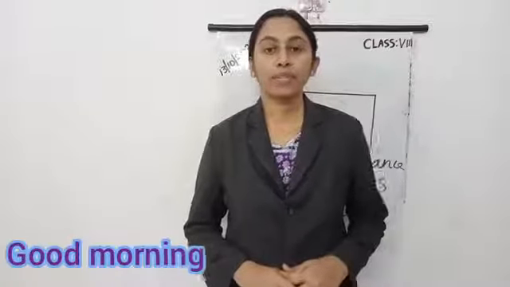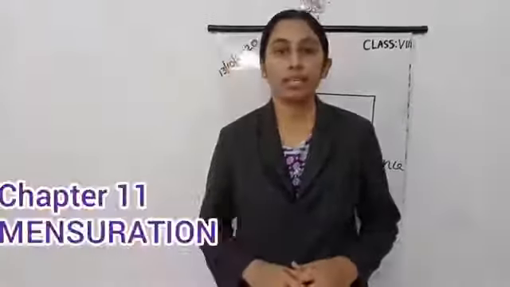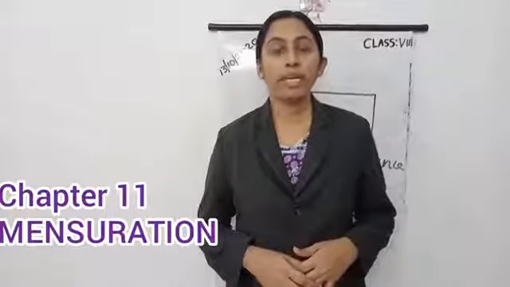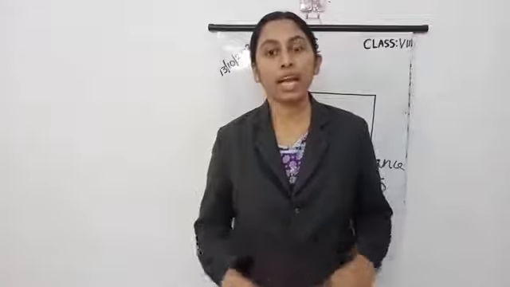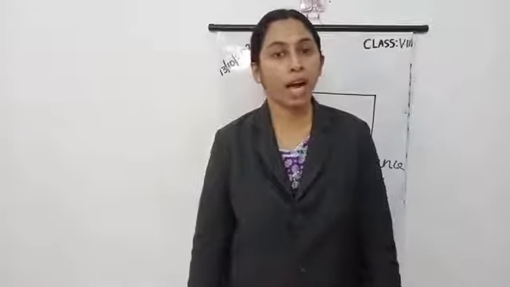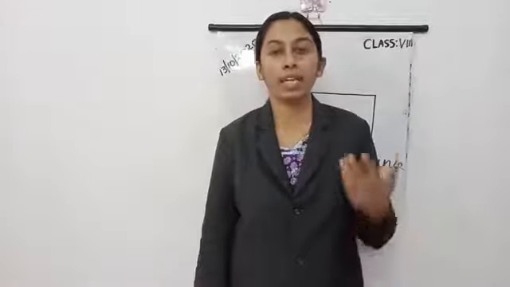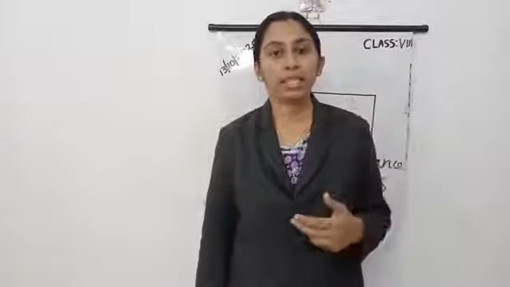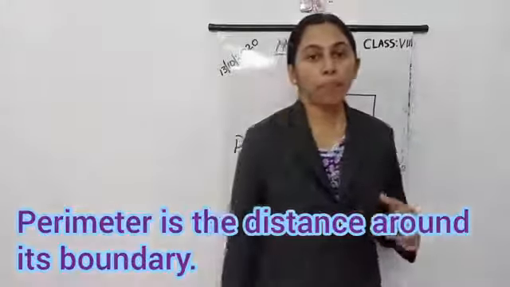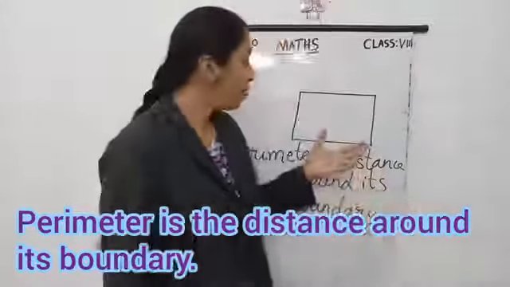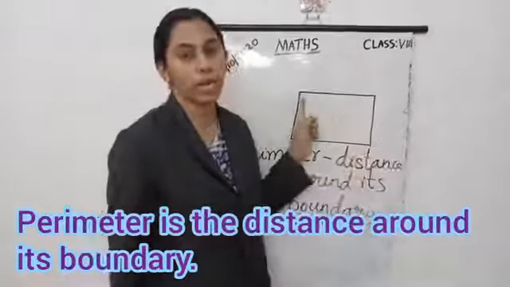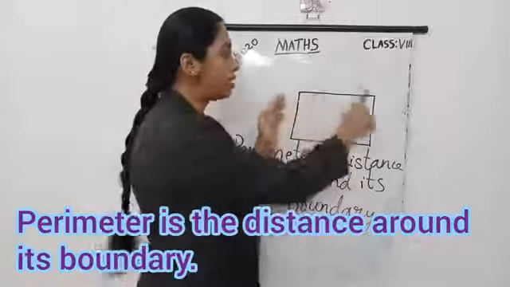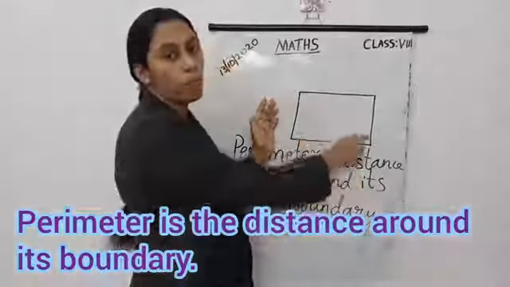Today we are going to start chapter 11. Do you remember perimeter and area? In lower classes we learned the perimeter and area of square, triangle, rectangle, etc. So what is meant by perimeter? Perimeter is the distance around its boundary.